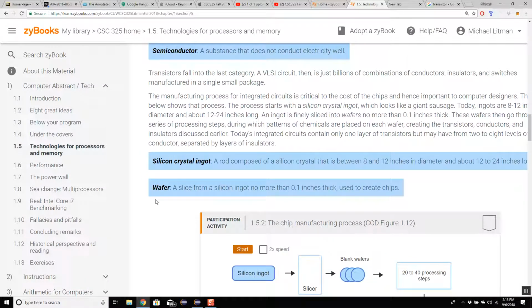Okay, so then we have this thing called the wafer. This is all talking about how processors are made. So a wafer is a single slice from this. Notice it's no more than 0.1 inches thick, and it's used to create our processors, our chips.